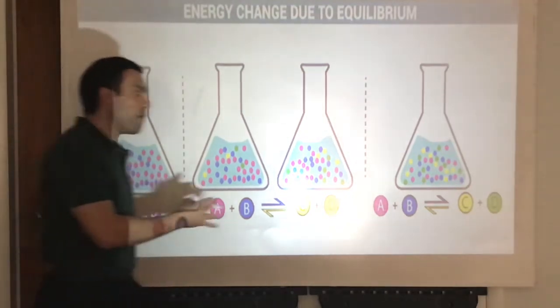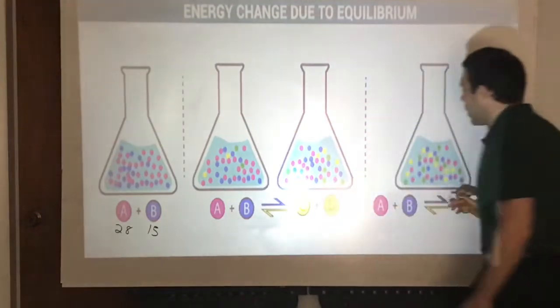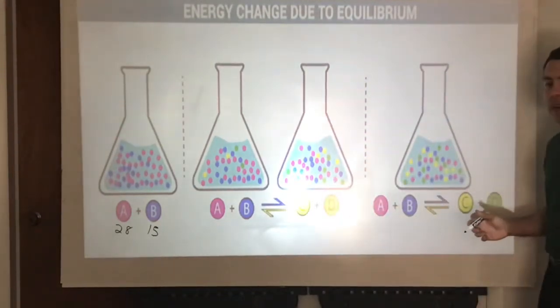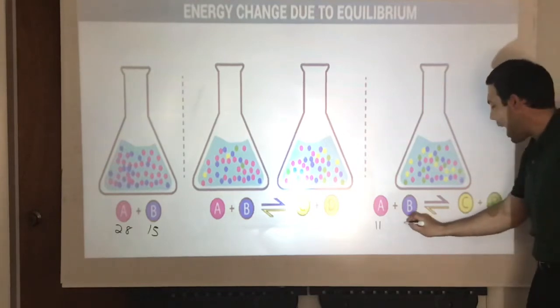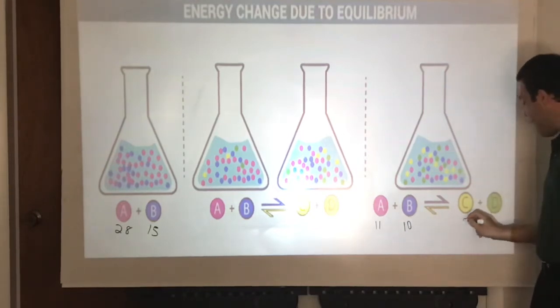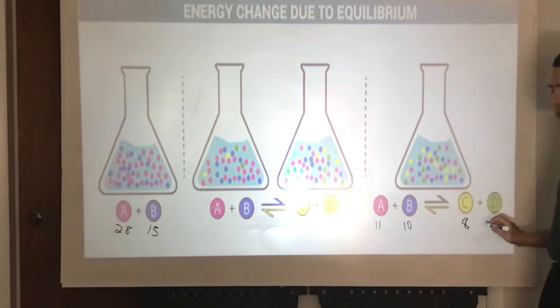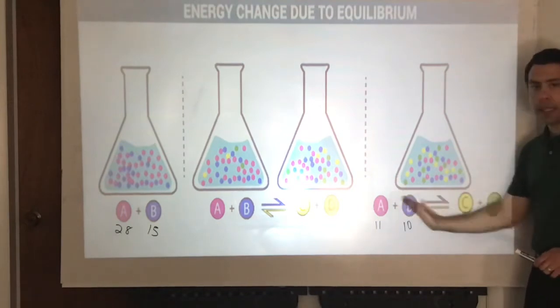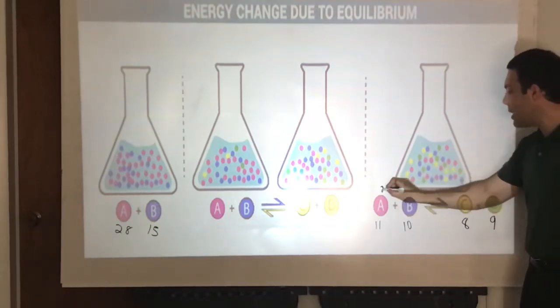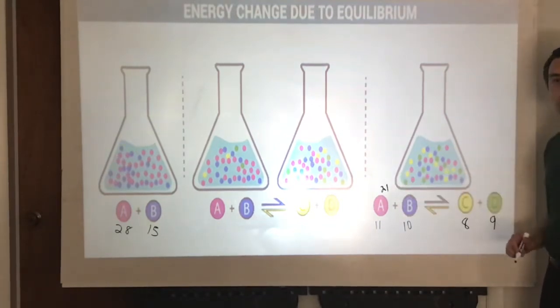In the fourth flask, when we've reached equilibrium, we have 11 A's, we have 10 B's, we have 8 C's, and we have 9 D's. Now, we still have more reactants. We have 21 A's and B's than we do products.